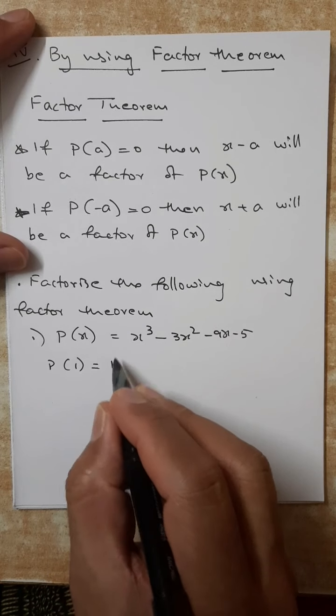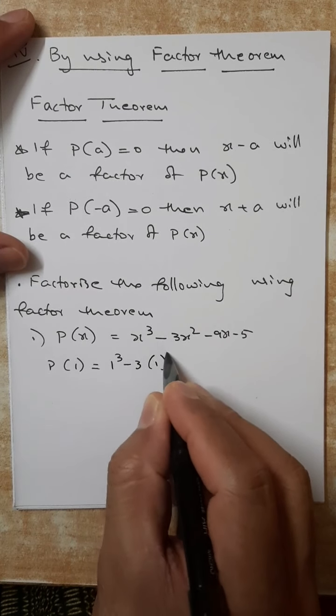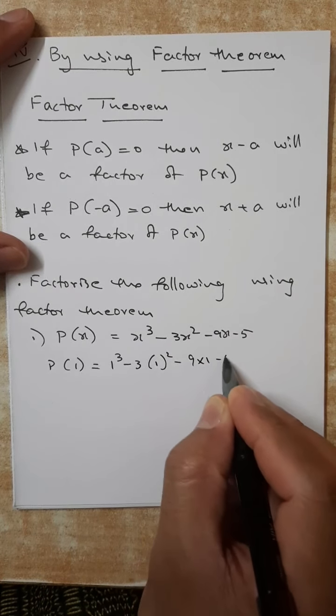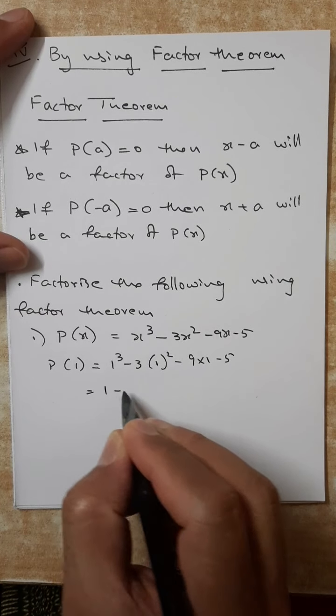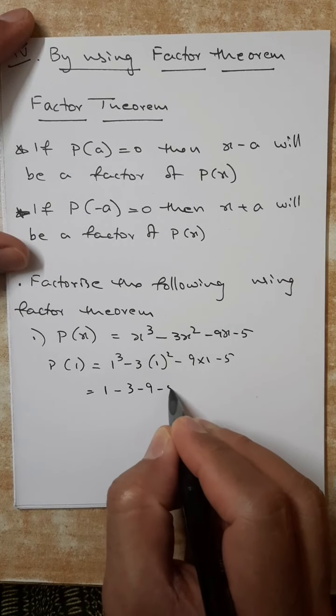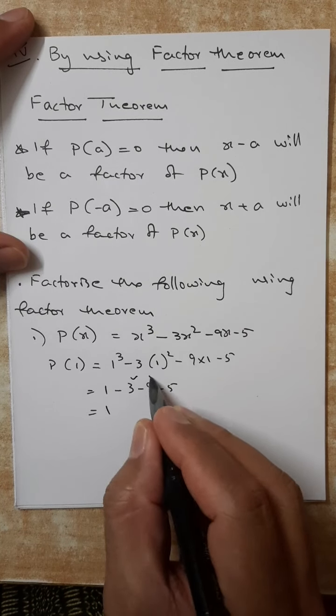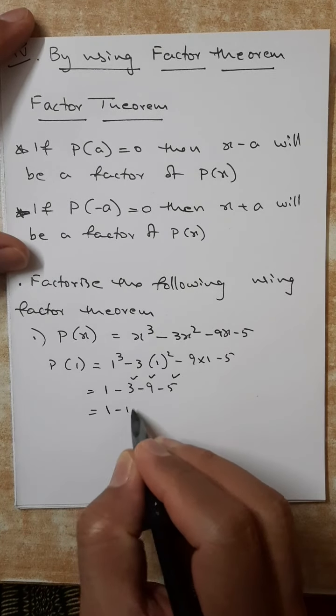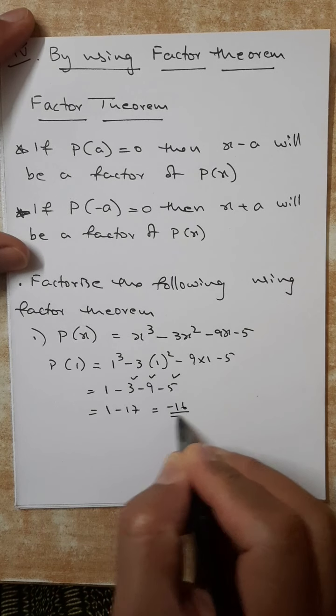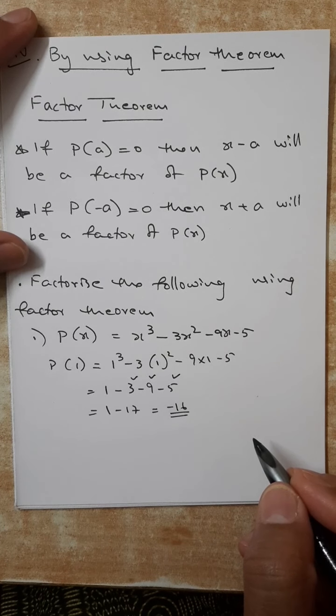p of 1 means 1 cube minus 3 into 1 square minus 9 into 1 minus 5. That is 1 minus 3 minus 9 minus 5. 1 minus, all these are negative, minus 17, that is minus 16. It is not coming as 0, so no use.